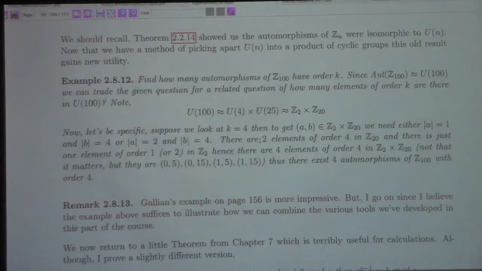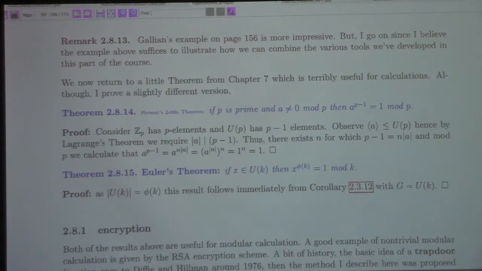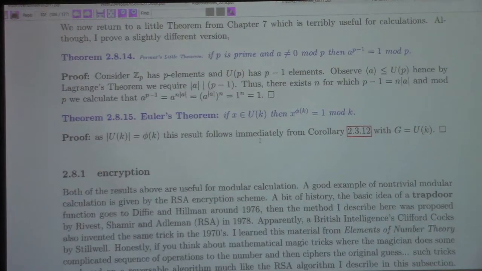Now, if you're just asked to find how many automorphisms of a particular order there are for Zn, I don't think that's a very easy question without this theory. I mean, maybe it is, I don't know. Doesn't seem easy to me. Galilean has an even grander example. I have it if you want to look at it.